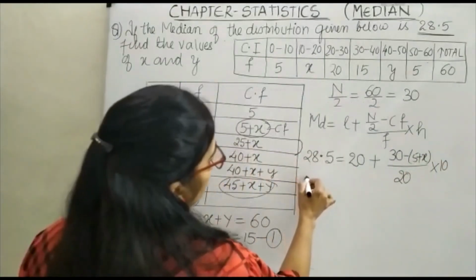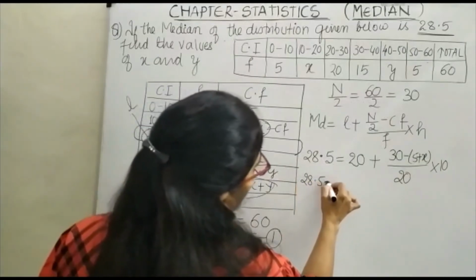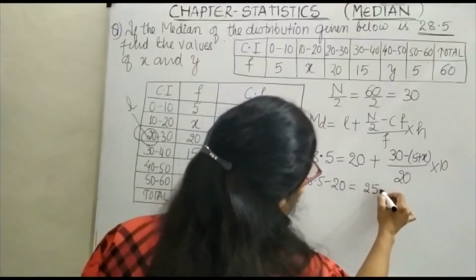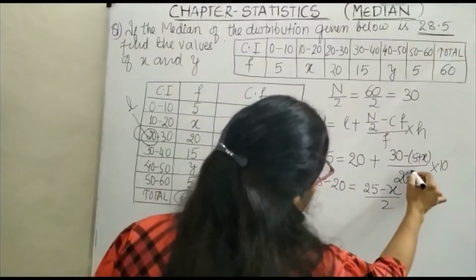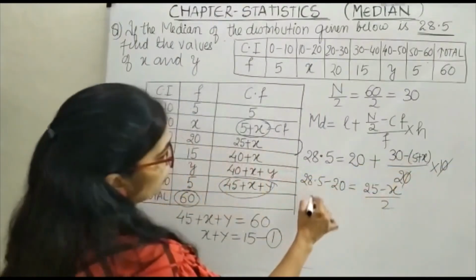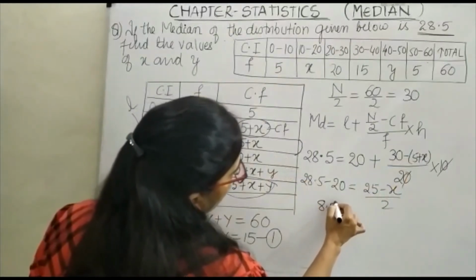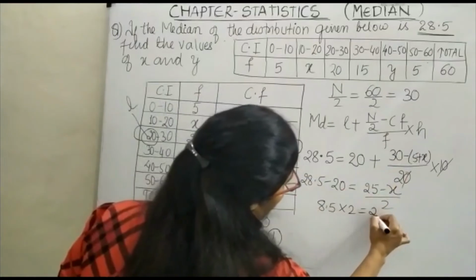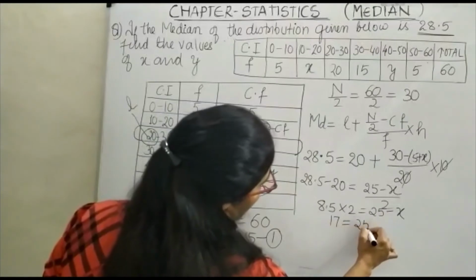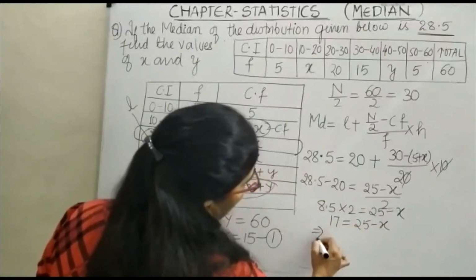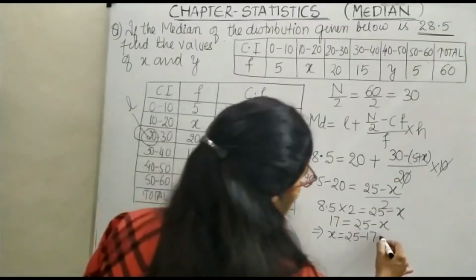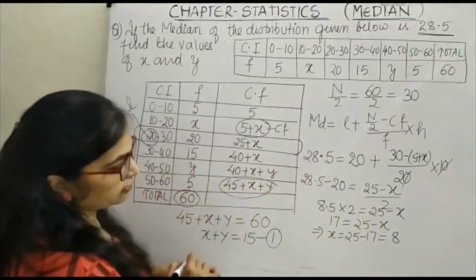Now you can do the calculation: 28.5 minus 20 is equal to 25 minus x upon 2. See, the 0 cancels with 0. Here 30 minus 5 is 25 minus x upon 2. So this is 8.5 into 2 is equal to 25 minus x. That is 17 is equal to 25 minus x, which implies x is equal to 25 minus 17, that is equal to 8. The value of x is 8.